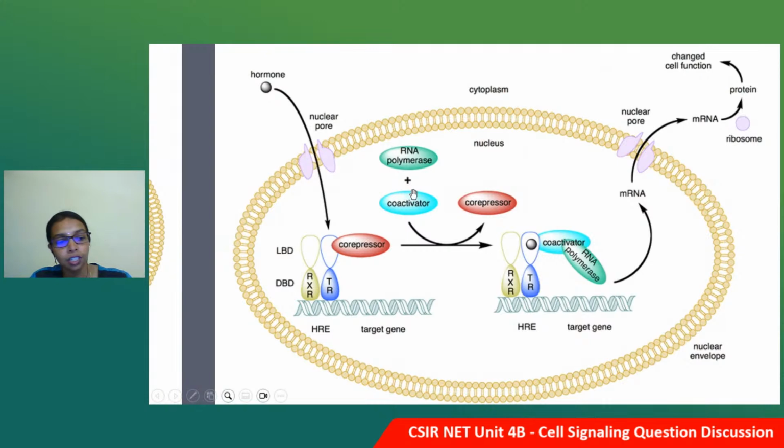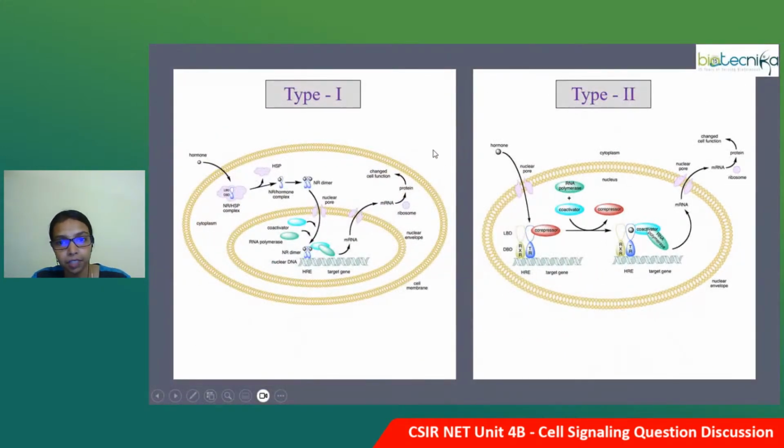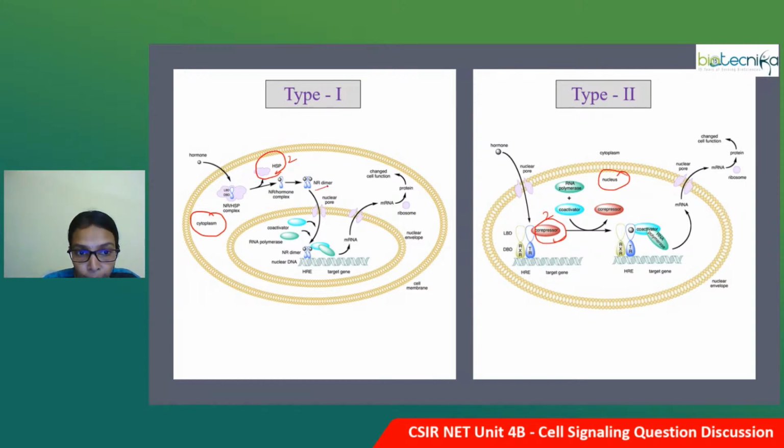Is there any confusion in these two pathways? Type 1, type 2, are you all able to understand? The basic difference which you need to remember here is these are cytoplasmic and this is nuclear. Then HSPs are bound. Here co-repressors are bound. What is the third difference? They will form homodimer. And in this case, you can see it is heterodimer.